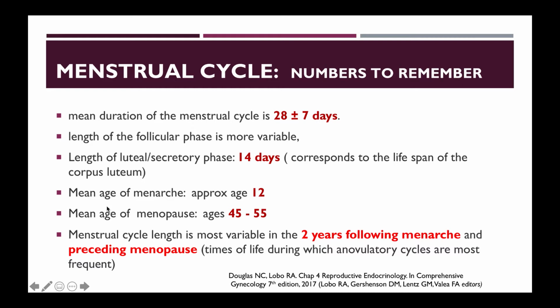Now, the mean age of menarche is approximately 12. The mean age of menopause is in the range of 45 to 55 years old. And the menstrual cycle length is most variable in the 2 years following menarche and preceding menopause, because these are the times in the life of the woman during which anovulatory cycles are most frequent.